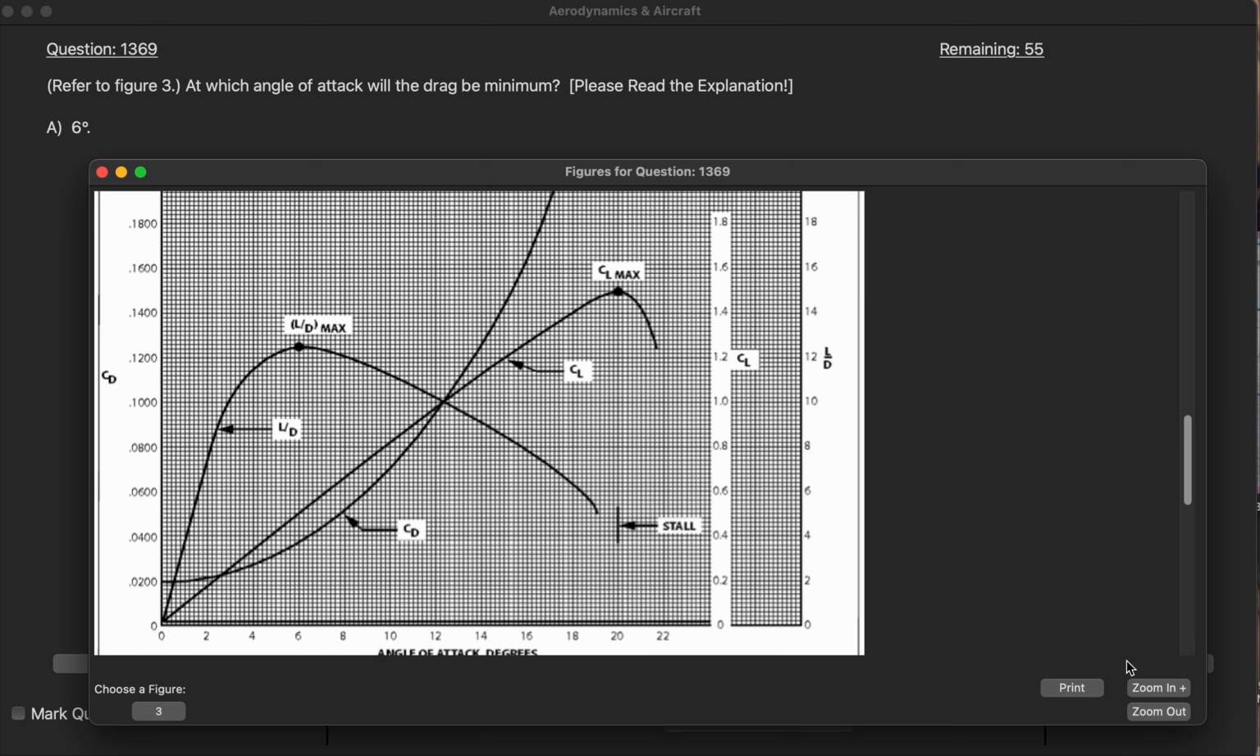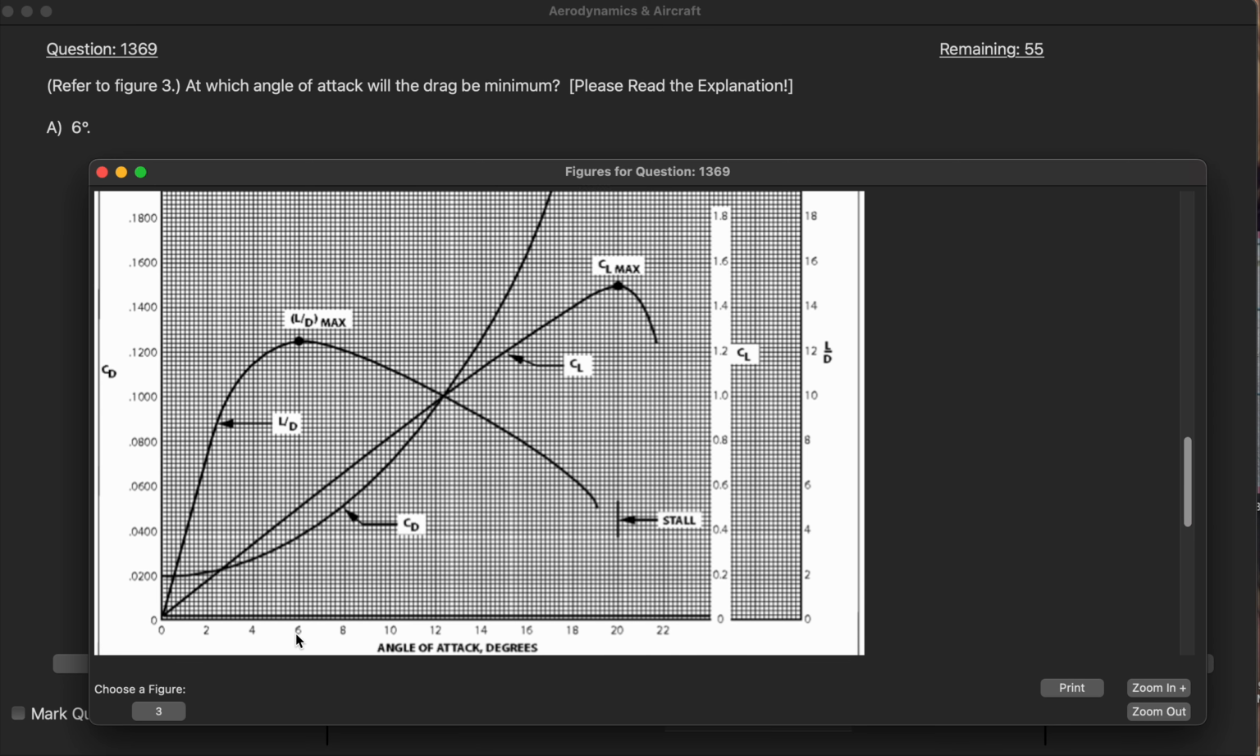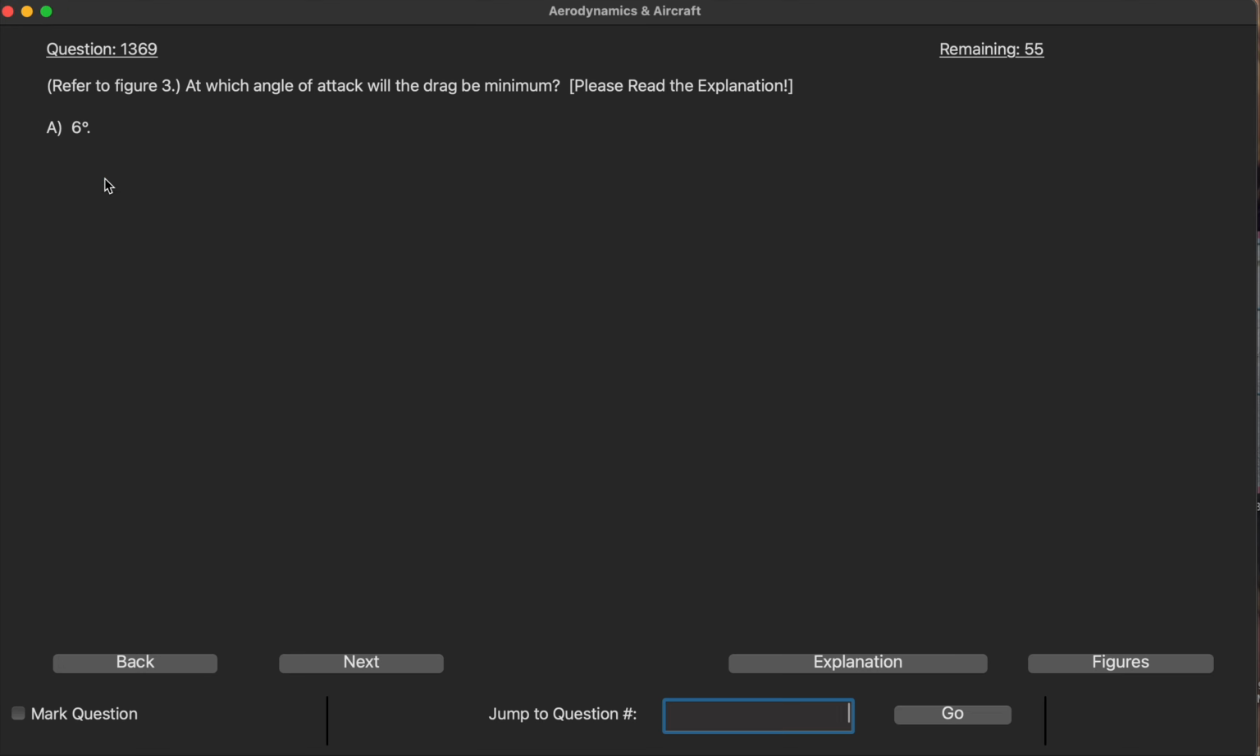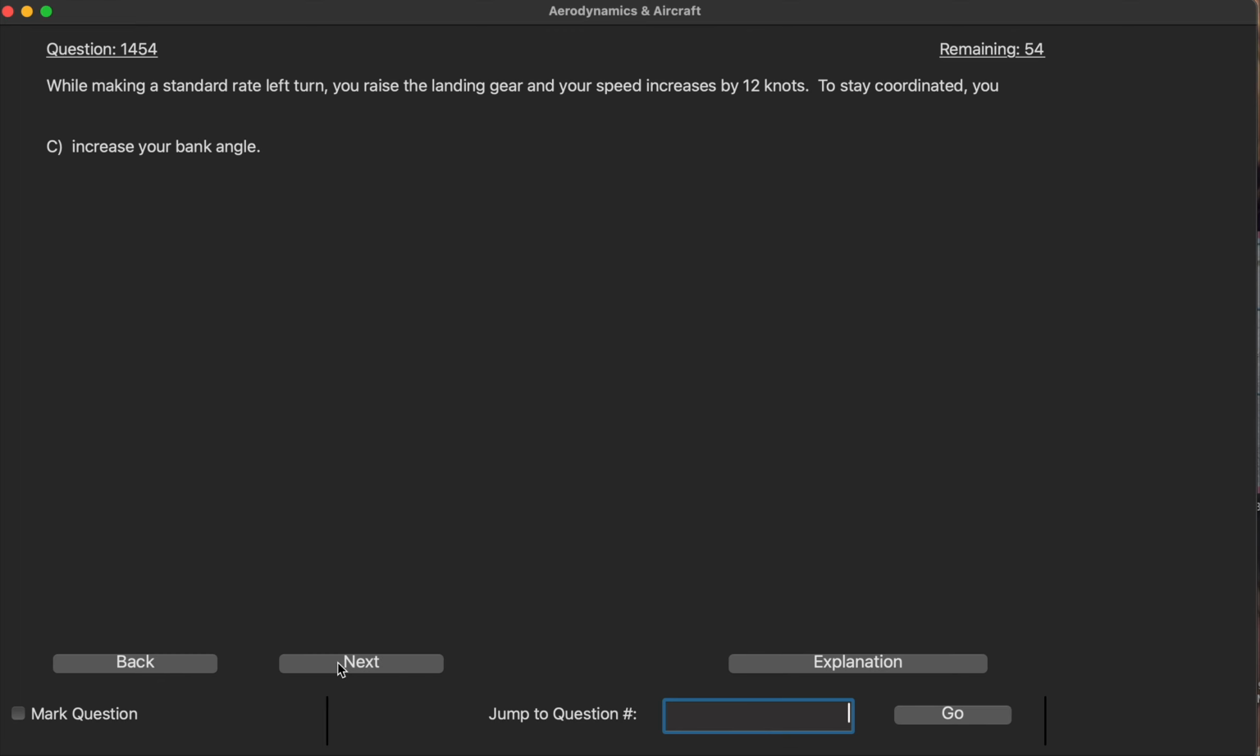Refer to Figure 3. At which angle of attack will the drag be minimum? So we look at our L/D max, it goes down to 6 degrees for the angle of attack. 6 degrees. While making a standard rate left turn, you raise the landing gear and your speed increases by 12 knots. To stay coordinated, you increase your bank angle.